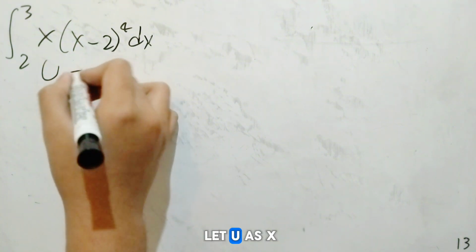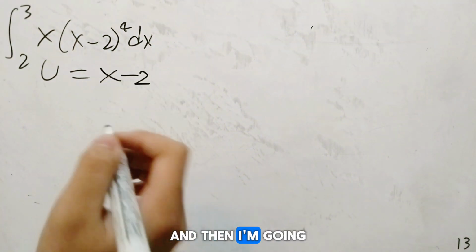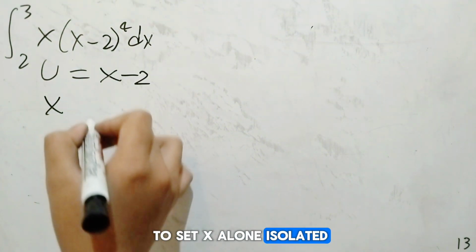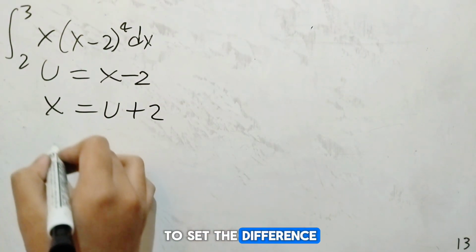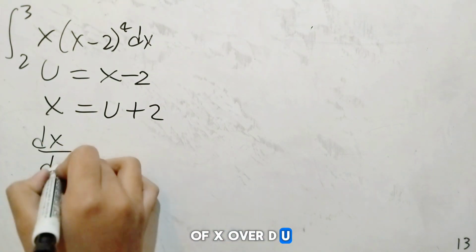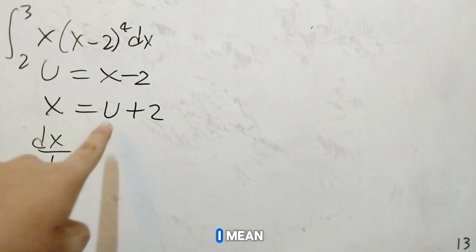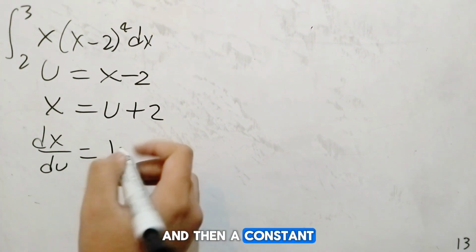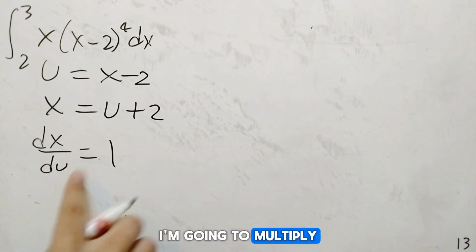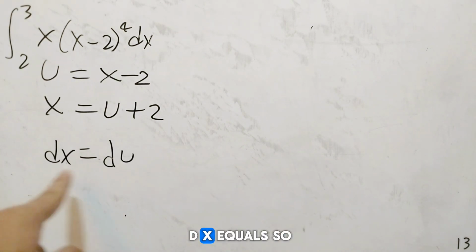I'm going to let u equal x minus 2, and then I'm going to isolate x, which means that x equals u plus 2. Then I'm going to differentiate x with respect to u, right? What's the differentiation of a variable? Well, that's just 1, right? And a constant is always 0. I'm going to multiply it over there, so this becomes dx equals du.